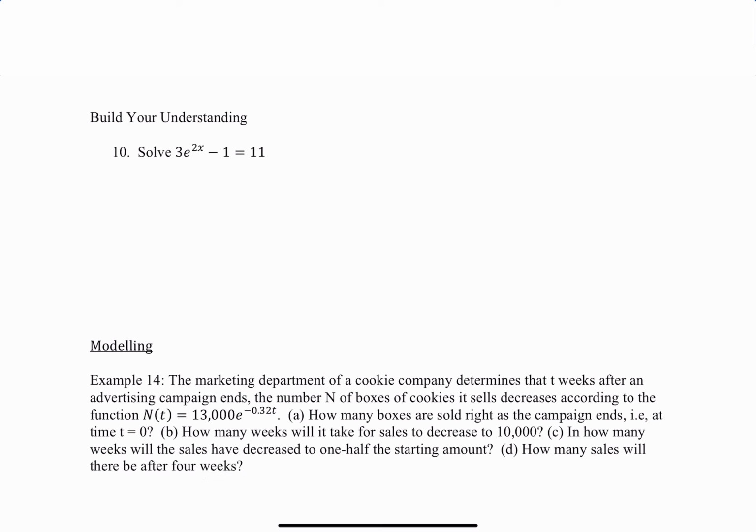To solve 3e^(2x) − 1 = 11, I need to isolate the e^(2x). So the first thing I'm going to do is add 1 to both sides. Then I'm going to divide both sides by 3, which gives e^(2x) = 4.